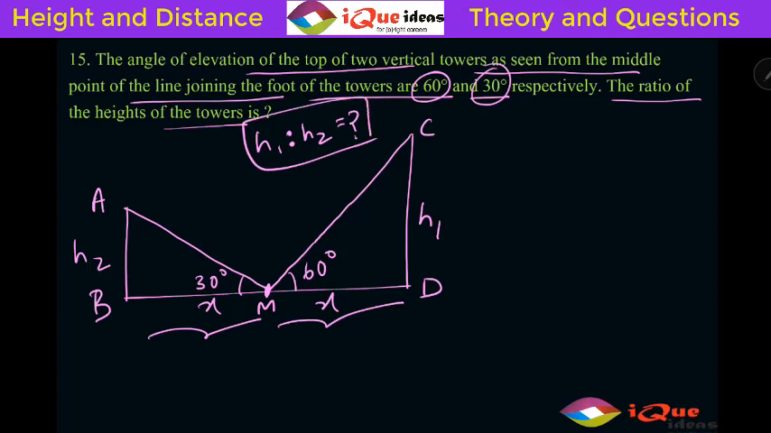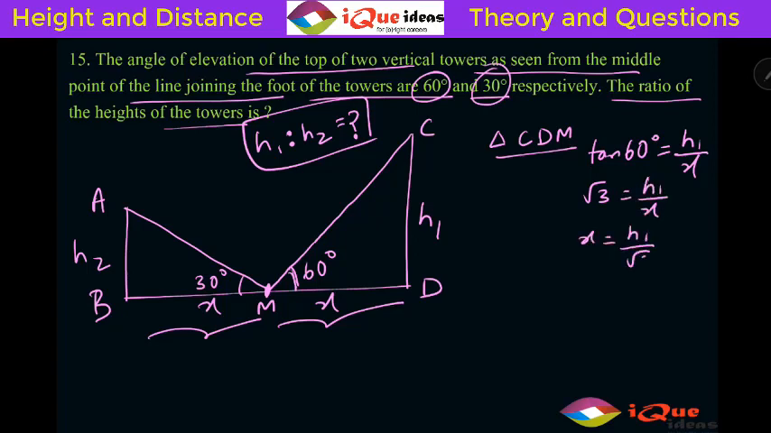All right. Now, let's do one thing. Look at the triangle CDM. In that triangle, this angle is 60 degrees. So straight away, tan 60 degree is equal to h1 upon x, opposite side upon adjacent side. Now tan 60 is root 3, so it is equal to h1 upon x. So x is equal to h1 upon root 3. Let it be like this only.